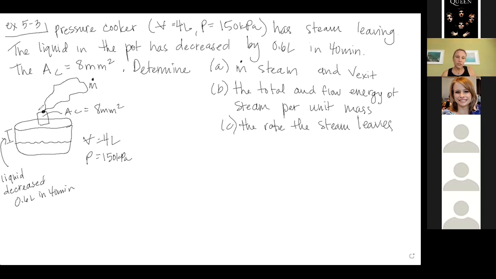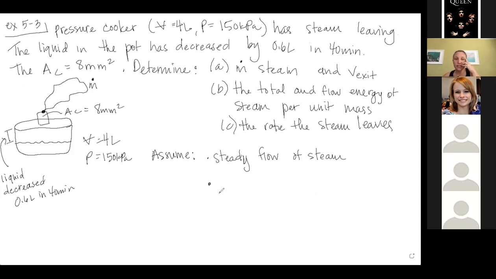There are a few assumptions that need to be made in this problem to work it the way that we want to work it. So I'm going to state our assumptions right up front. We need to assume steady flow of steam. So steam flow is steady. The steam is flowing at a steady rate.